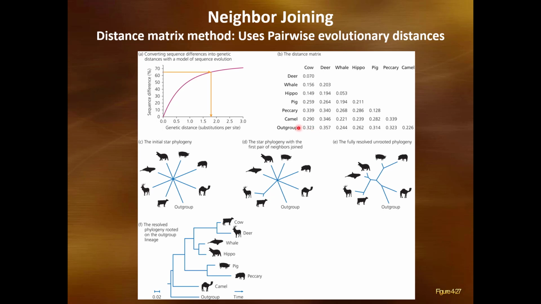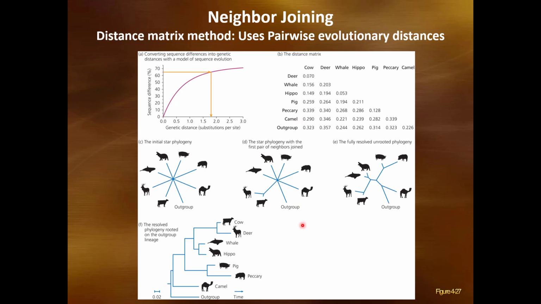So what they do is they start off with what they call here the star phylogeny. Here's your outgroup and here's everybody on it. And then they look at some of the lowest numbers that we see here, the cow and the deer. And so they're going to put the cow and the deer on a branch together. And then if we go down and look at the hippo and whale, we put them together on a branch because they have a very low number. And we can put pigs and peccaries on a branch together because if we come here and look at pig and peccary, they also have a low number.